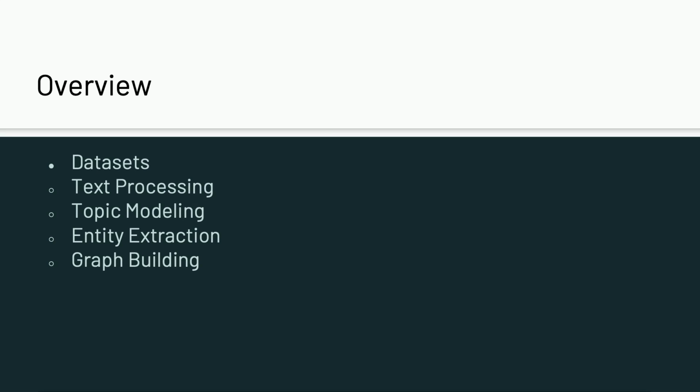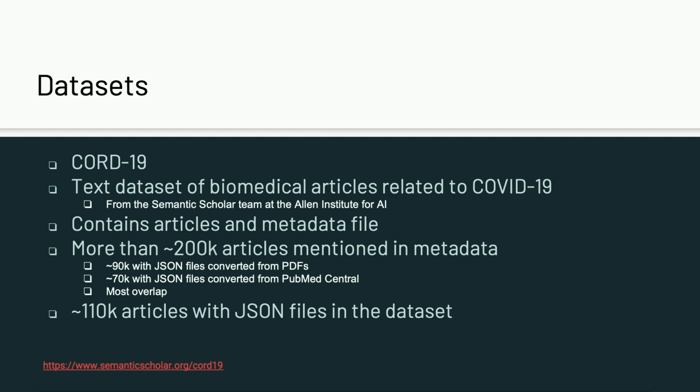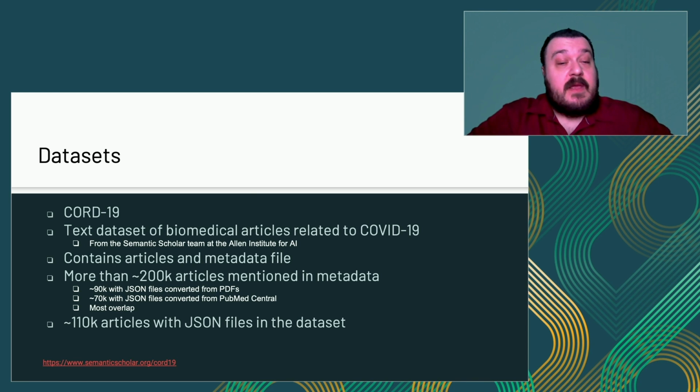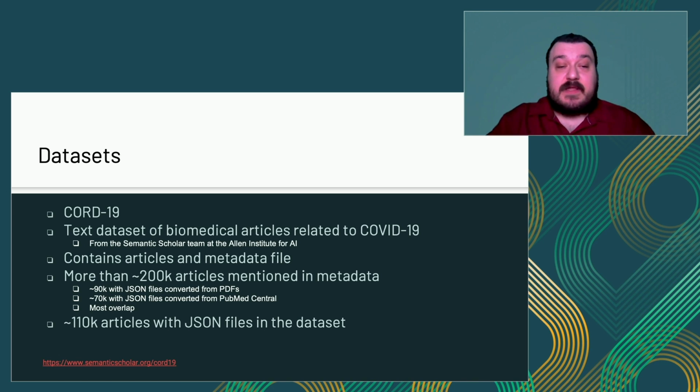So we're going to be going over the data sets that we're using, the text processing steps, the topic modeling, entity extraction, and graph building. So the data set that we're using for the unstructured data is the COVID-19 data set. It's a collection of COVID-19 related papers curated by the Semantic Scholar team at the Allen Institute for AI. It contains a metadata file as well as actual articles.